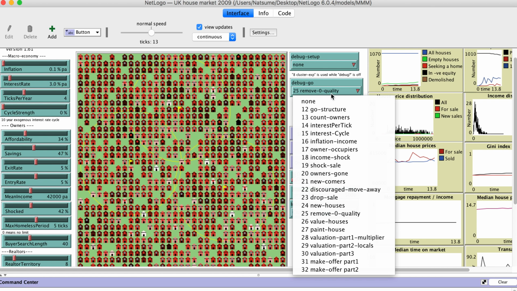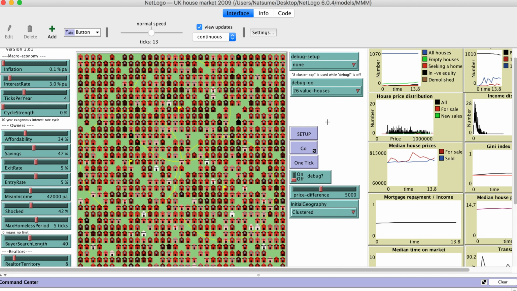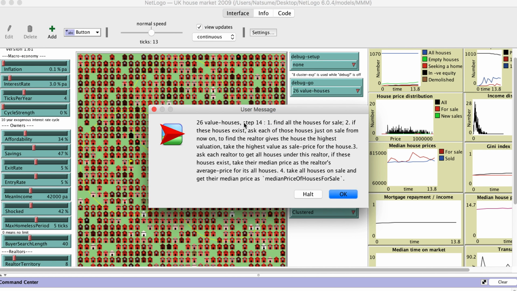Now let's move on to 26. It is about the value houses. What does it mean? What it does is that for all those newly built houses, they do not have a sale price. We have to evaluate it and give it a price.